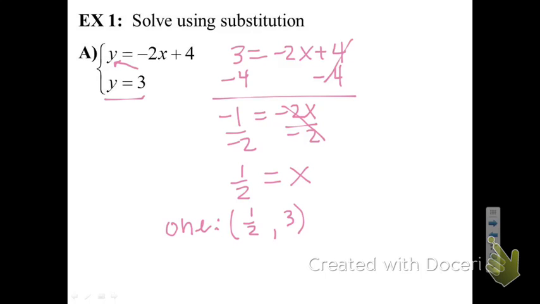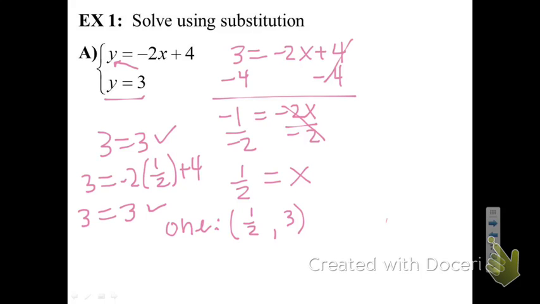And what this means is if we were to graph these original equations, y equals negative 2x plus 4 and y equals 3, then we would see that they intersect at this point (1/2, 3). The last step that you're going to do is take those 2 values and substitute them in. In the bottom equation, we can only substitute y and we get 3 equals 3, which we know to be true. In the top equation, we get 3 equals negative 2 times 1/2 plus 4. So negative 2 times 1/2 is negative 1, plus 4 is 3, and it also checks. So we know that this solution is correct.